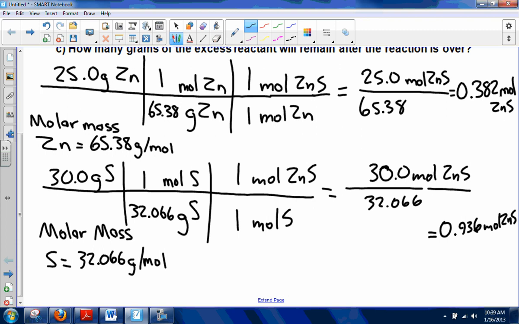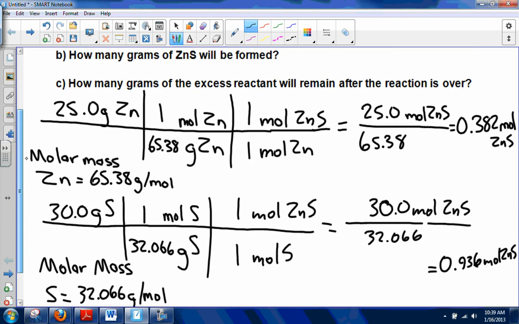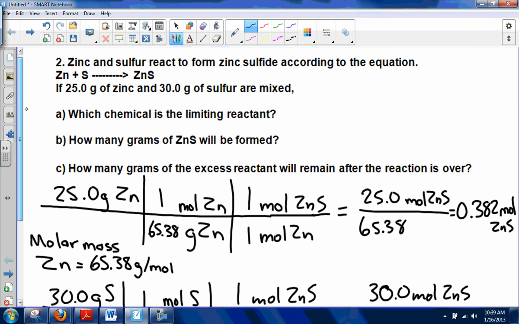Okay. Now I have to make my comparison. I look at my two compounds and which one made less product. The zinc made less product. 0.382 is much smaller than 0.936. So the answer for A is 25.0 grams of zinc.